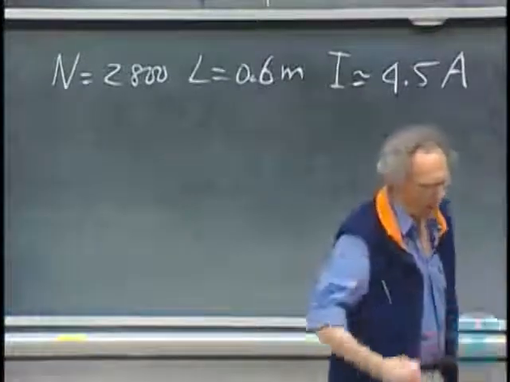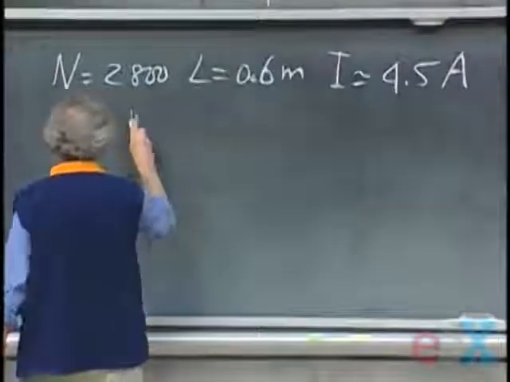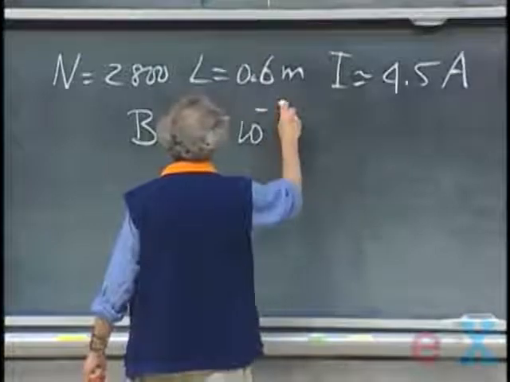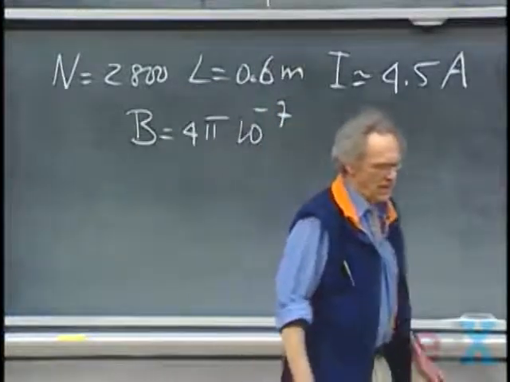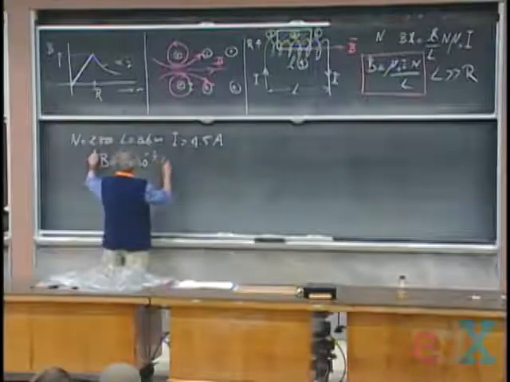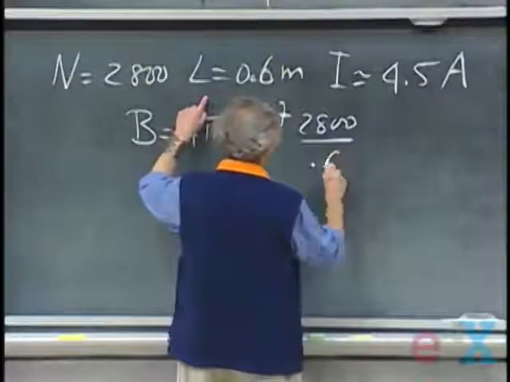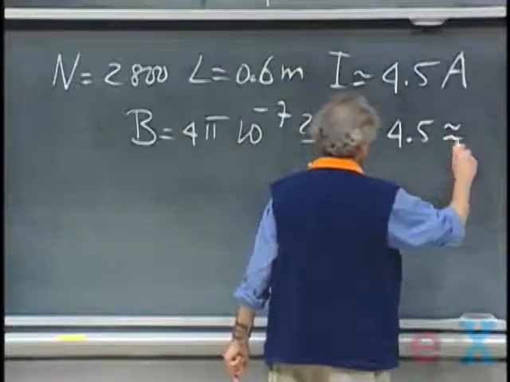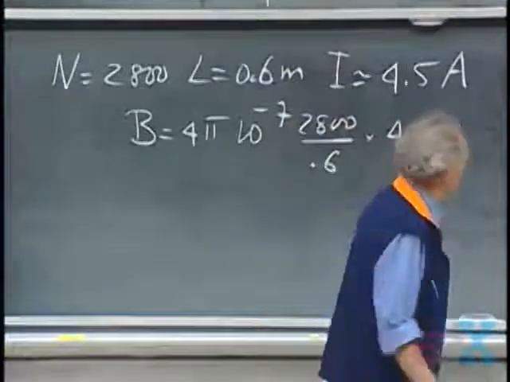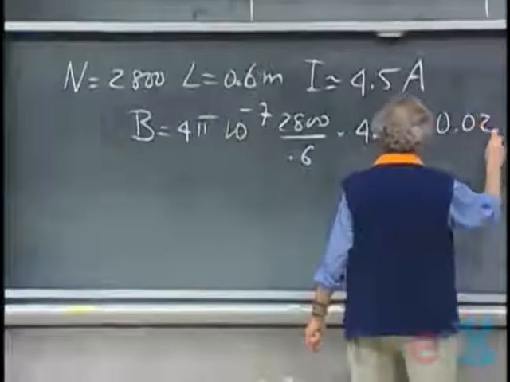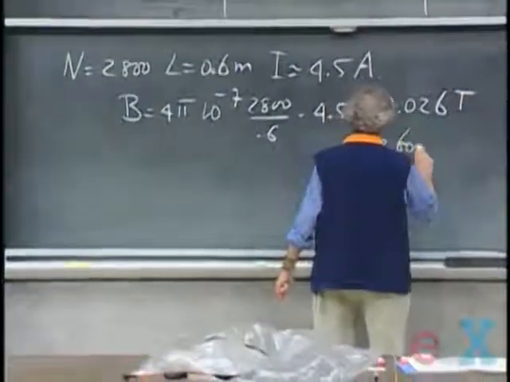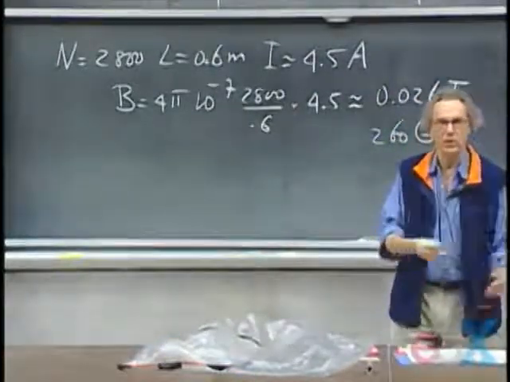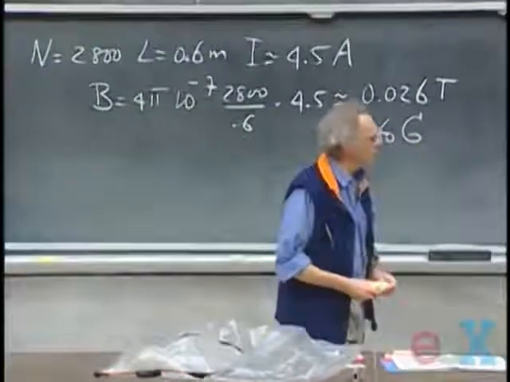And so I can calculate now what the magnetic field is going to be. So the magnetic field strength is going to be 4 pi times 10 to the minus 7, because that's what mu zero is. And then I have to multiply it by 2800, divided by 0.6, and then multiply it by the current, 4.5. And when I do that, I find about 0.026 Tesla. 0.026 Tesla, that is about 260 Gauss. And when we do the experiment, the current will be a little different, but you will see that indeed the field will be very close to 260 Gauss.